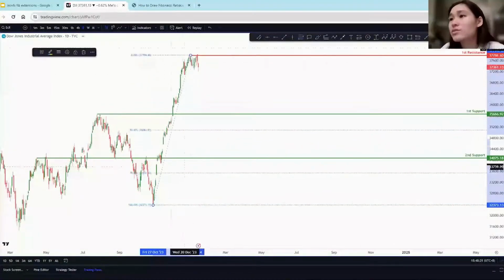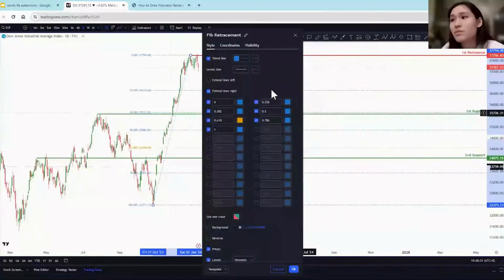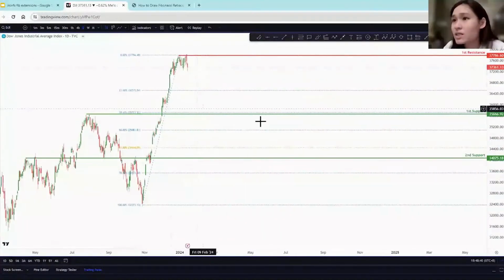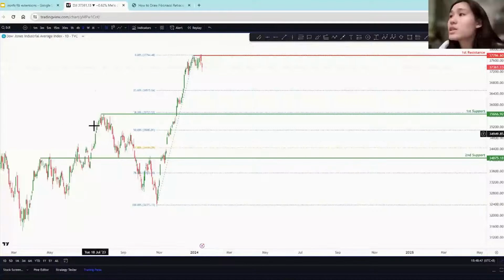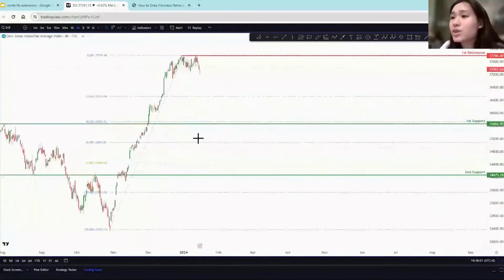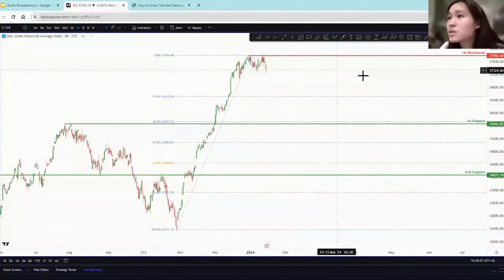So if we're looking at our retracement, we're looking at the mid-range first. So we have these 5 levels, 23.6 to 78.6. And I can see that my 38.2 lines up nicely with my first support. Okay, let's look at this on our 4-hour time frame instead. Okay, it's pretty similar.